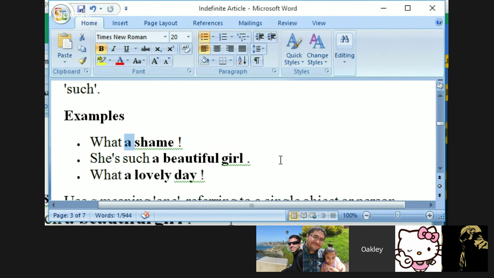Now, in fact, you may hear native speakers even abusing or ignoring this grammar rule. For example, in a restaurant, you may hear a native speaker say, "Waiter, could I please have a water?" Grammatically, totally wrong, but colloquially, quite normal. Okay, so there's something weird here. This first one, what a shame.